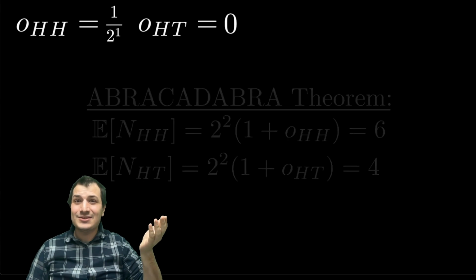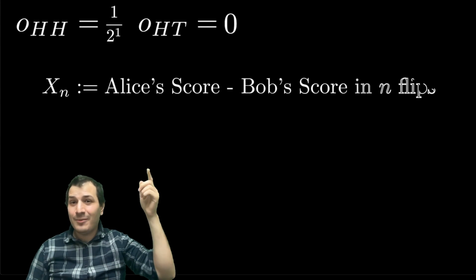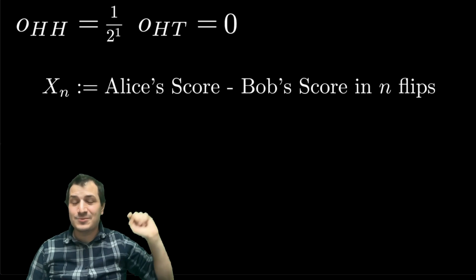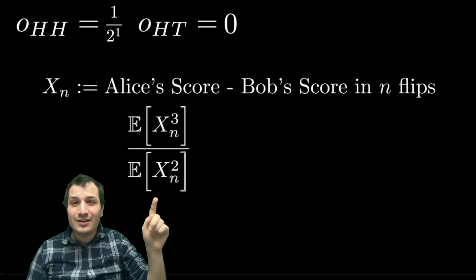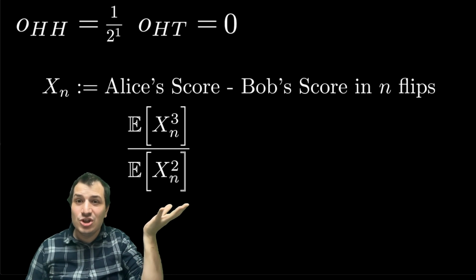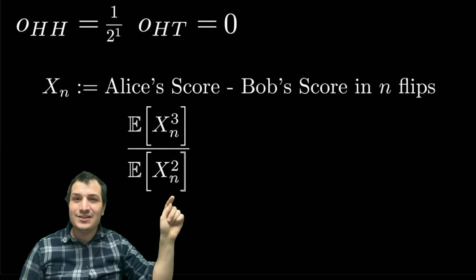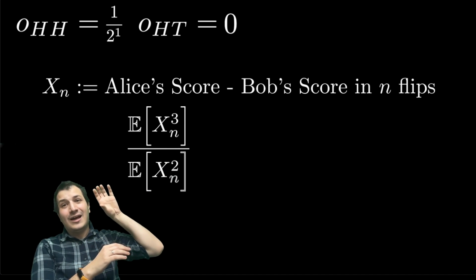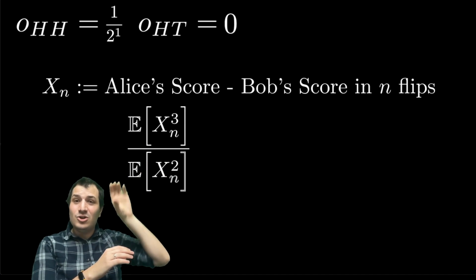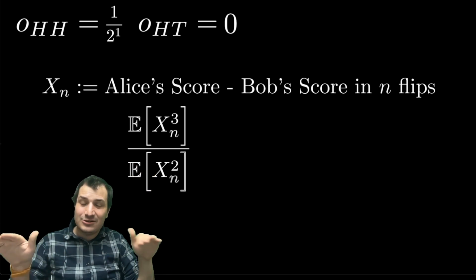In our case, we care not about the first time that things come up. We care about this thing, Alice's score minus Bob's score in n flips. That's a random variable called Xn, and we can calculate this quantity, which is related to the skewness of Xn. It's the expected value of Xn cubed divided by the expected value of Xn squared. So it's like the ratio of the third moment to the variance. That's because Xn is a mean 0-centered random variable.